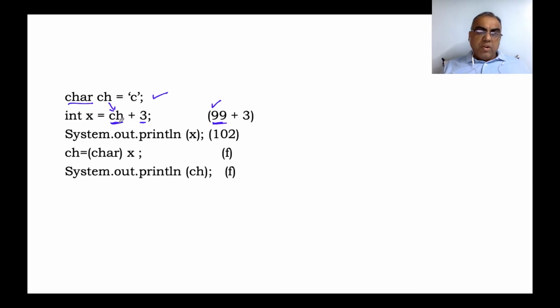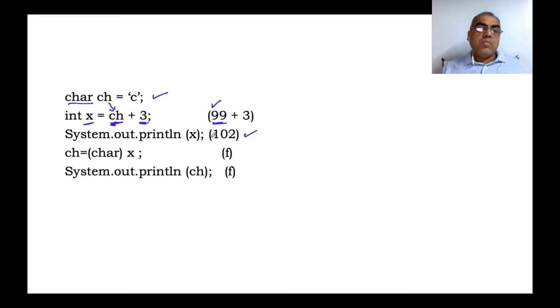So the computer will automatically convert. This is your implicit cast. Automatically, because int is a higher data type than your character type. So ch is a character which will get converted into an ASCII code. 99 is the code, the computer will apply 99 plus 3, so x is going to store 102.